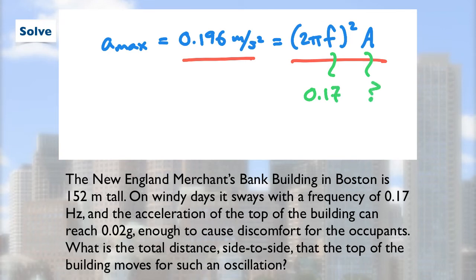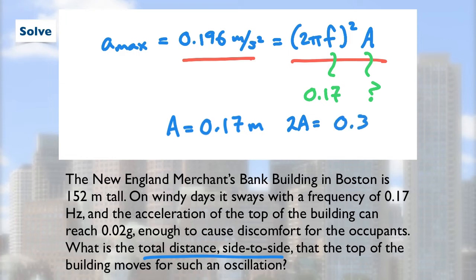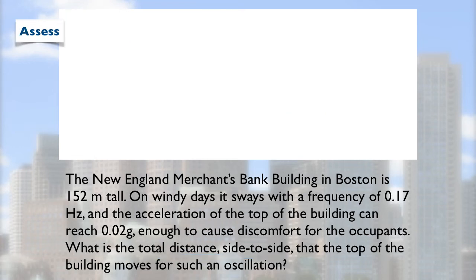And so with all that in hand, I can solve for the amplitude. If I do that, I get a value for the amplitude of 0.17 meters. But the distance side to side is going to be 2a, and 2a is equal to 0.34 meters. That's a little bit over a foot, which seems sort of surprising. But in fact, if we assess by actually looking at data for how much buildings sway, that's very reasonable.